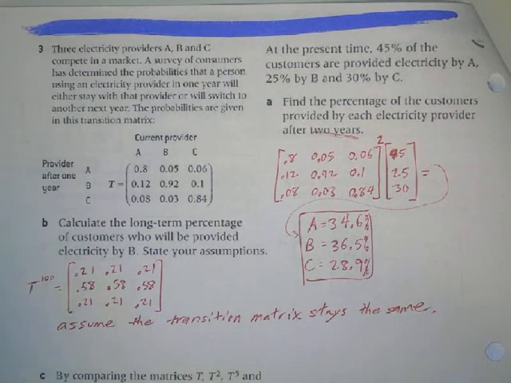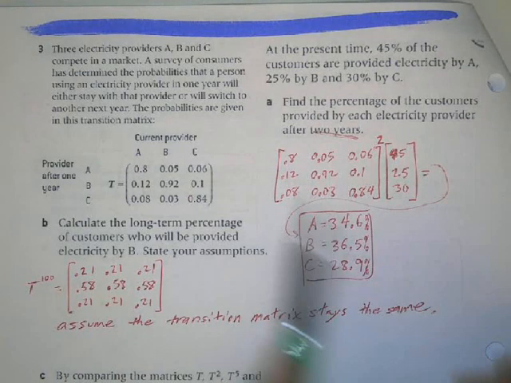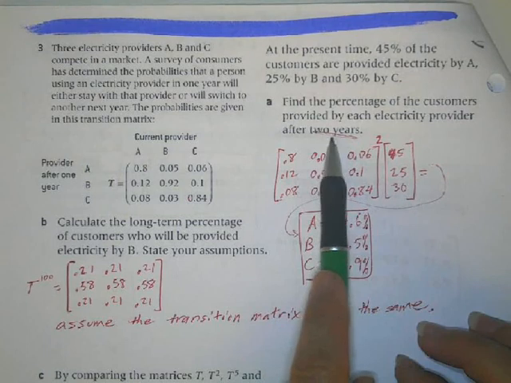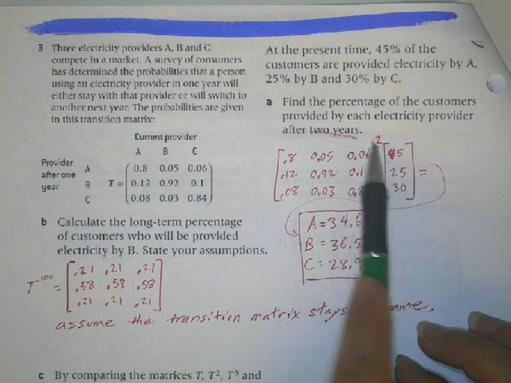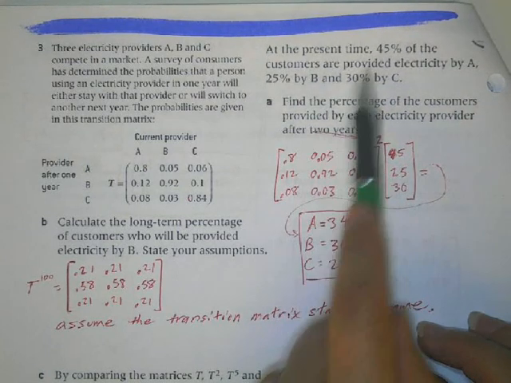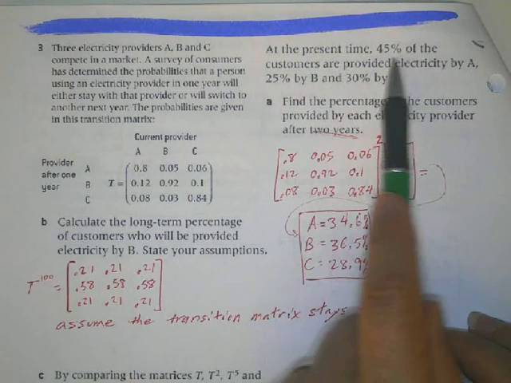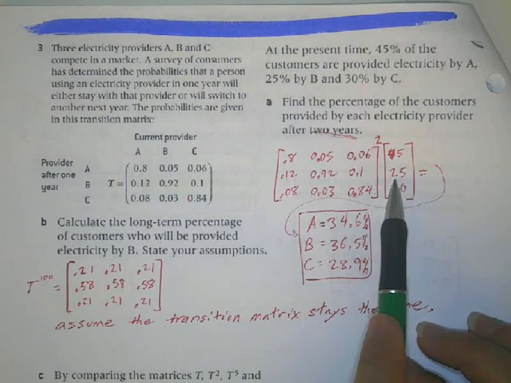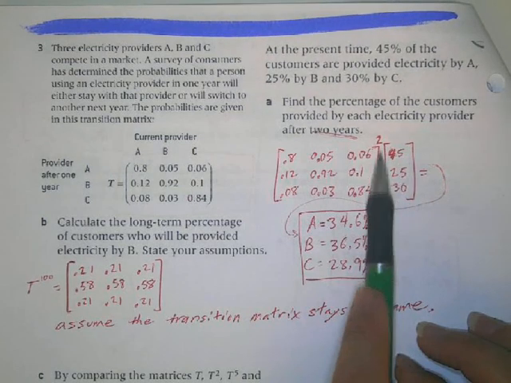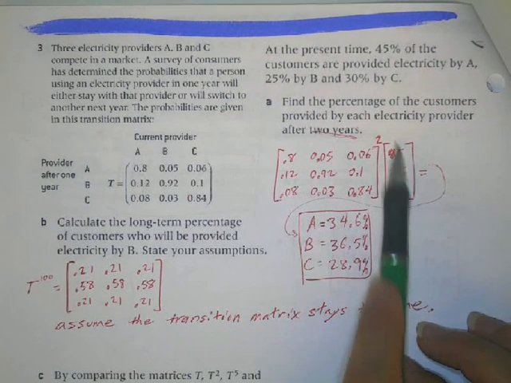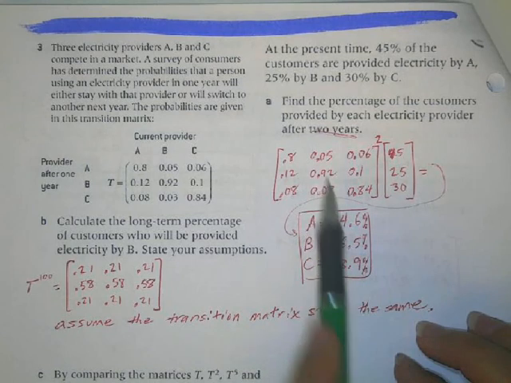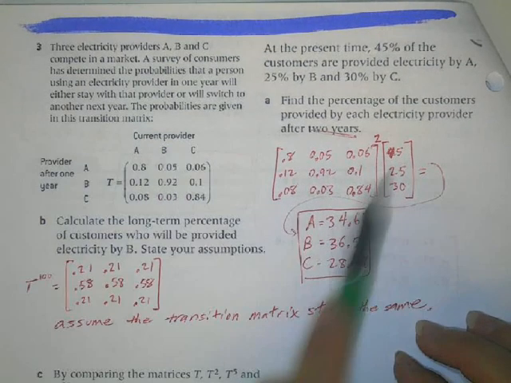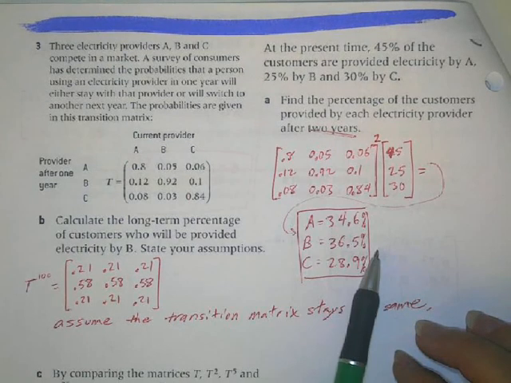You may want to hit pause. So I've got my transition matrix. We want to know after 2 years, so my power of this is 2. And my initial state is 45% A, 25% B, and 30% C. And once again, all of these values have to add up to 1. All 3 of these add up to 1. All 3 of these add up to 1. All 3 of those add up to 1. And so if I put this in the calculator like that, we should get this value.